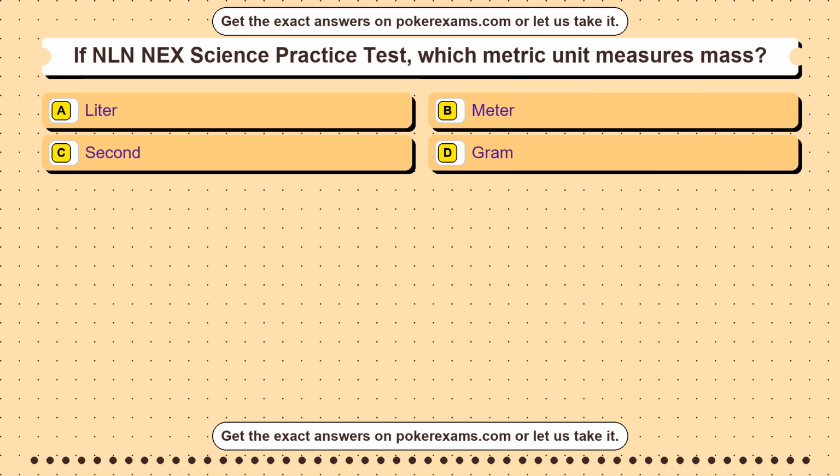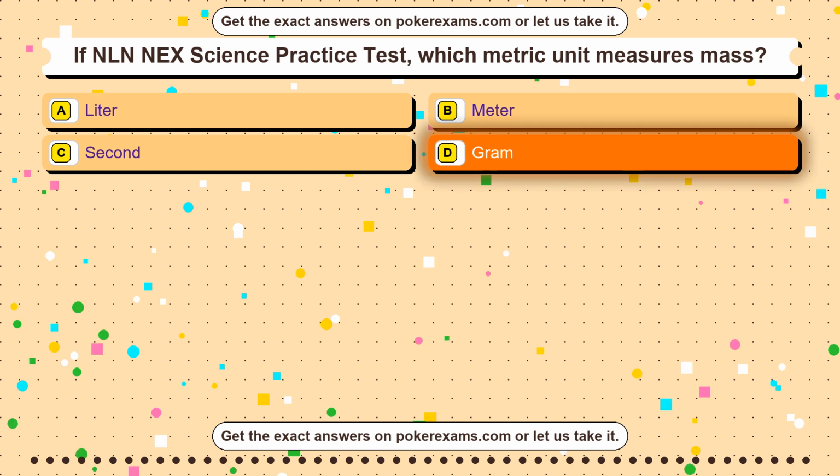Question 10. If get RLA practice test, which number solves x - 4 equals 9? Option A 9. Option B 13. Option C 36. Option D 5. The correct answer is option D.